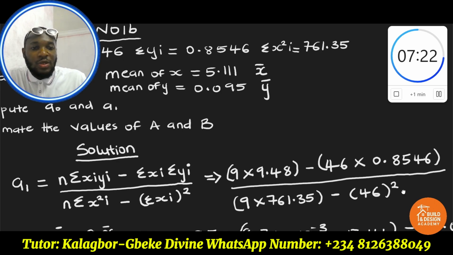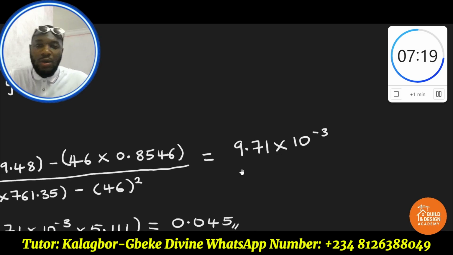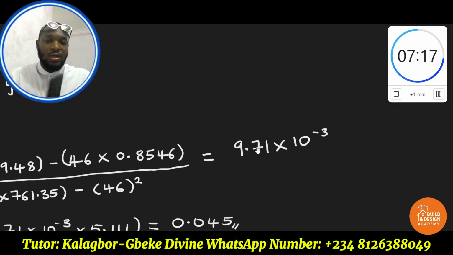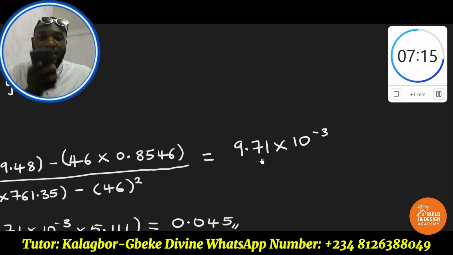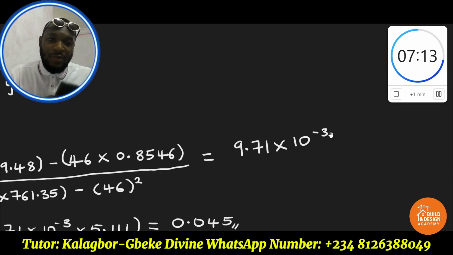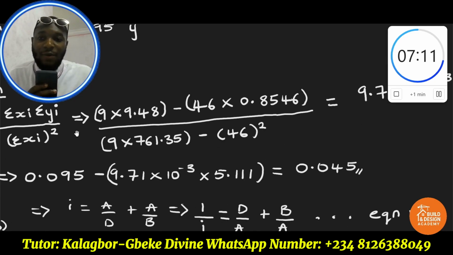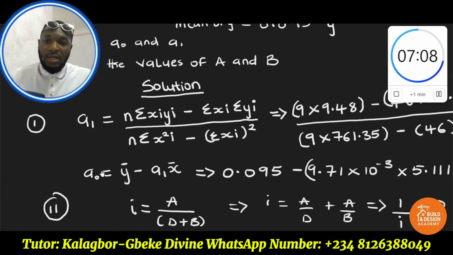So when we punched our calculator, we got a value of 9.71 times 10 raised to the power of minus 3 as our A1. Next up, this equation is for A naught.